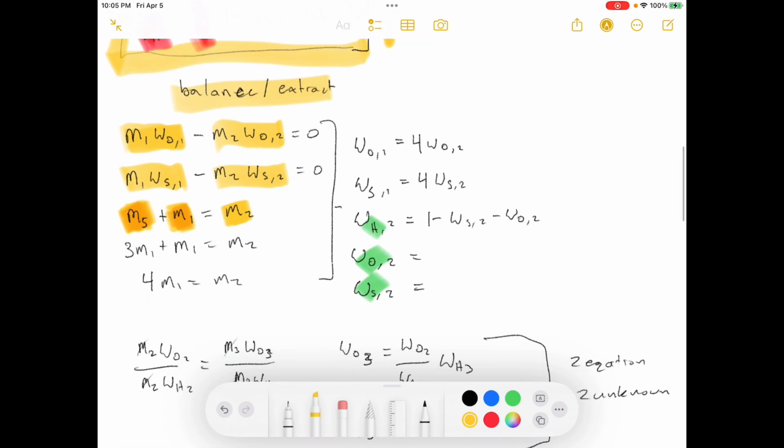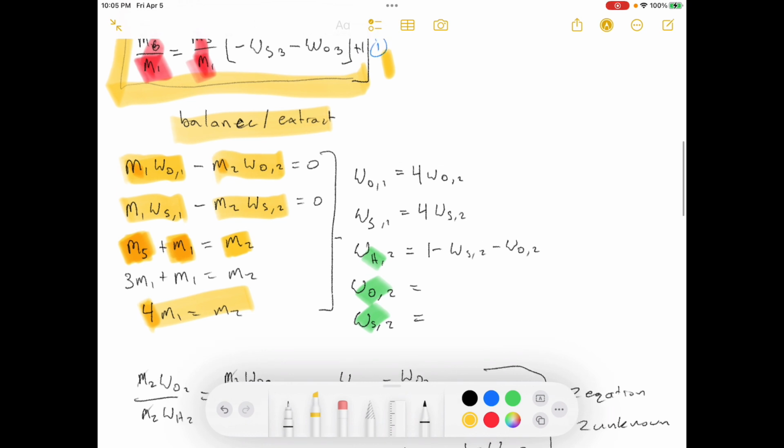Okay, so if I divide everything by M1, I don't divide everything by M1 here, but we're going to end up doing that anyway. So we end up with M2 divided by M1 is equal to 4. In that case, we can solve all of these, right? Because we know what the weight fraction of oil is in stream 1. Now we know what the ratio of M1 to M2 is, so we can calculate what the weight fraction is here. That's what we do over here.